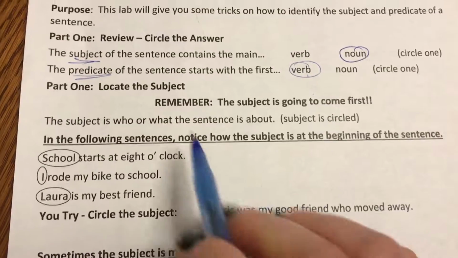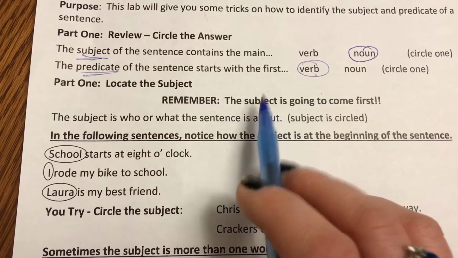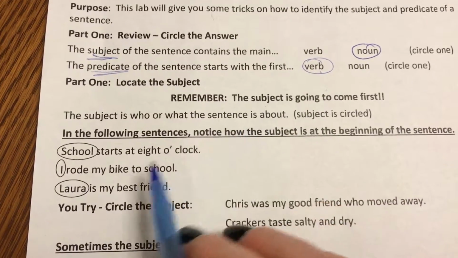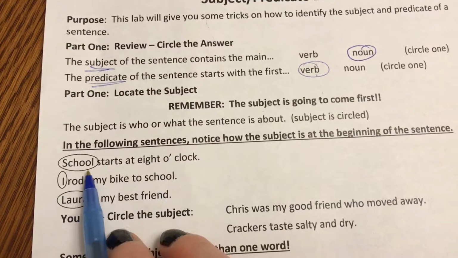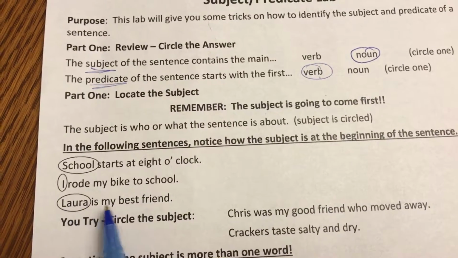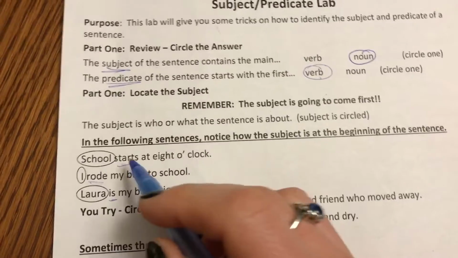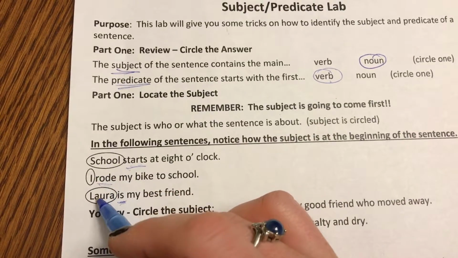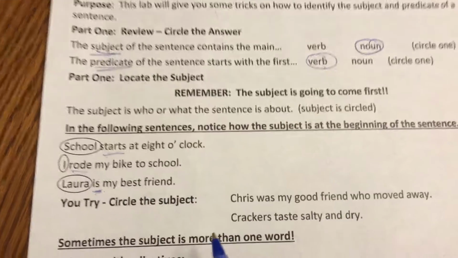So in the first part, we just located the subject. Remember, the subject is going to come first. The subject is who or what the sentence is about. It's circled here. So in the following sentences, notice it's at the beginning of the sentence. School starts at 8 o'clock. I rode my bike to school. Laura is my best friend. These are all the first nouns. These are all the first verbs. So the subject starts the sentence, that's the main noun, and the predicate is the first verb.